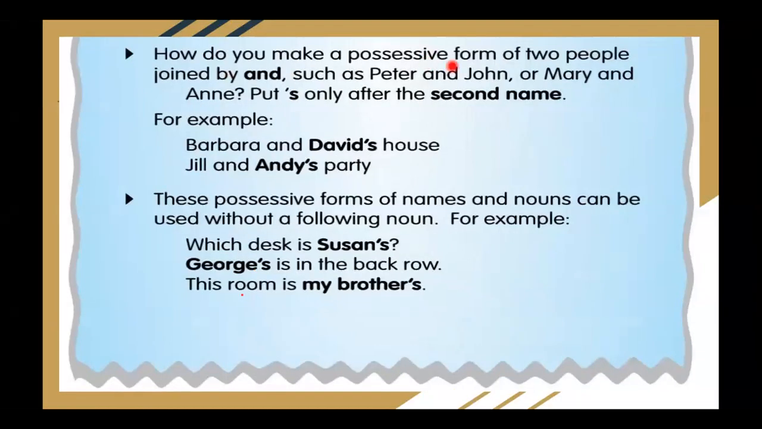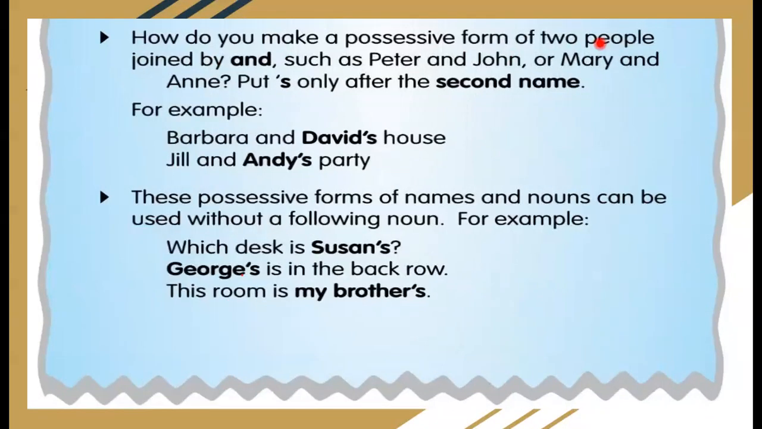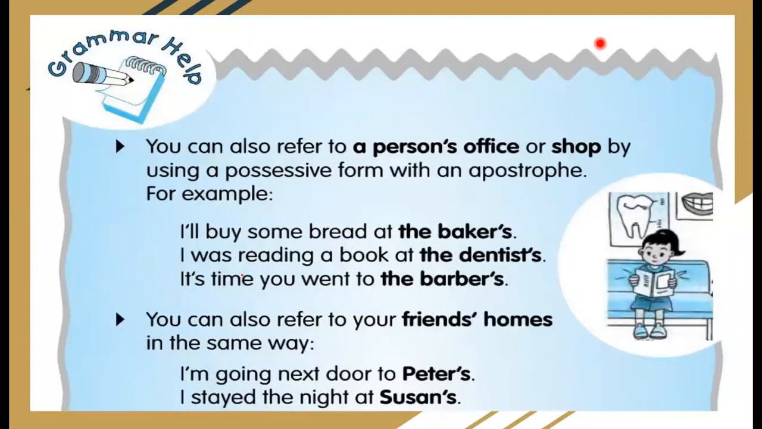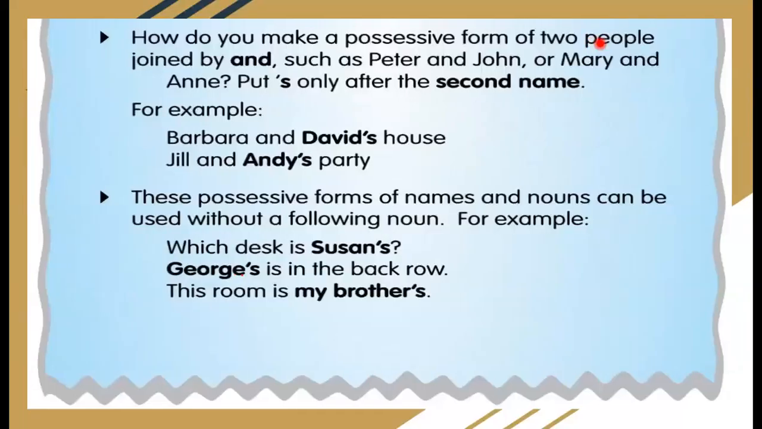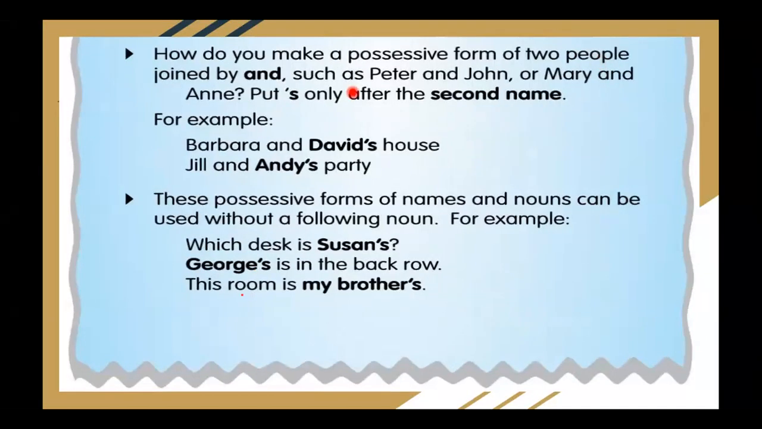How do you make a possessive form for two people? जैसे हमने अभी we were talking about single people, like if you're talking about any person's office or shop or friend's home, then you can say Peter's or at Susan's or at Rahul's, whatever it is. But here see, when you're talking about two people, तो हमें इस case में क्या करना चाहिए? Let's see.